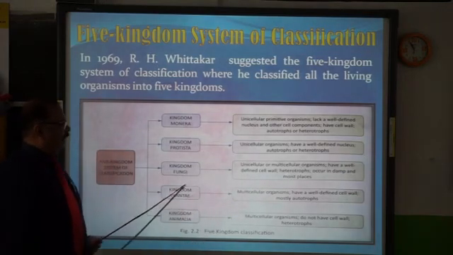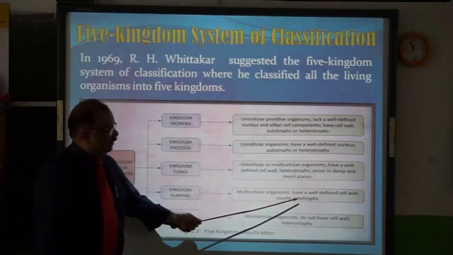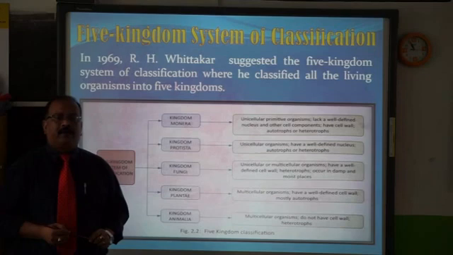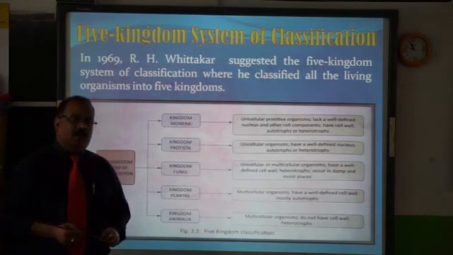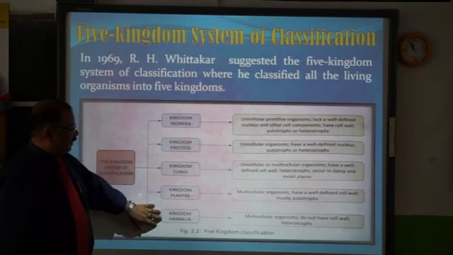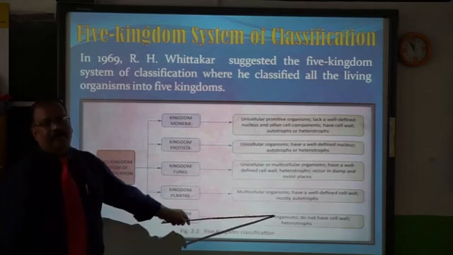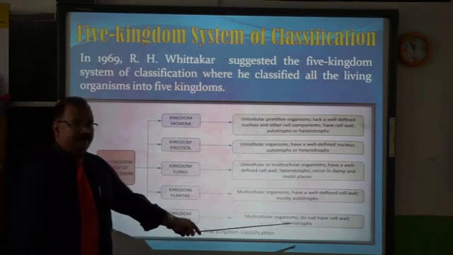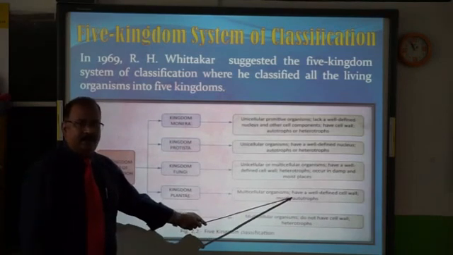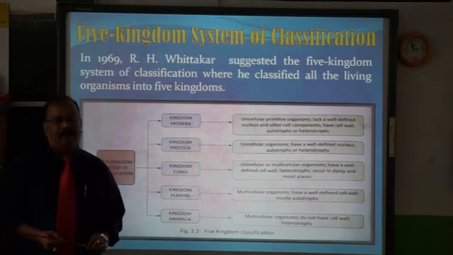Then this you are very well aware of, the Kingdom Plantae. Multicellular organisms have a well-defined cell wall and are mostly autotrophs. All the plants are kept in this. They are autotrophs by nature, that means they manufacture their own food by the process of photosynthesis. And the last one here is Kingdom Animalia, the animals. Multicellular organisms, made from many cells, millions of cells. They do not have a cell wall. Animals don't have a cell wall, but the plants do. And they are heterotrophs. That means they depend on others for food.